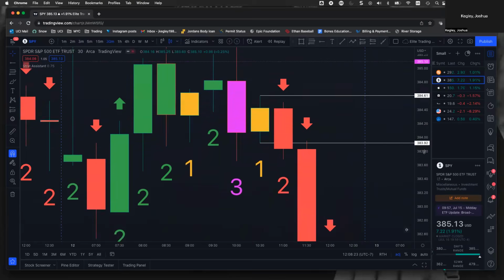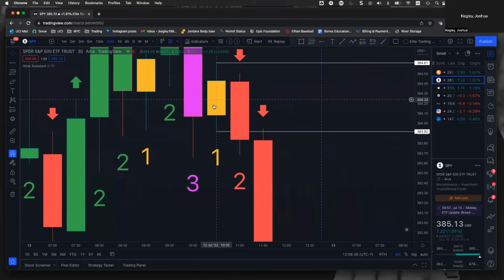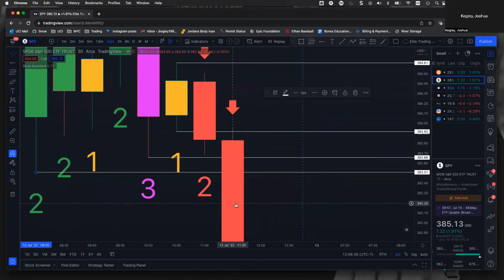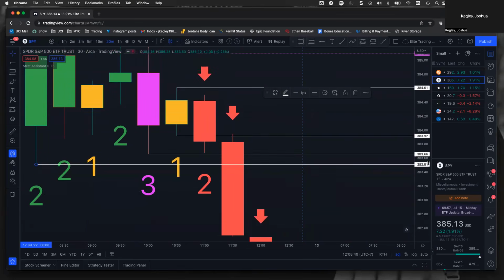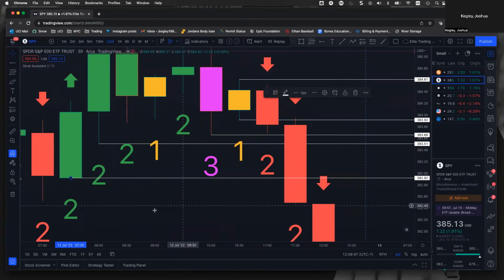Couple different profit target areas. The bottom of the outside bar. So let's go ahead and mark that. That's your first profit target. Second profit is the next low. So it's right here. That's your next profit target. Let me zoom out a little bit. That's your third profit target. There is your fourth profit target.